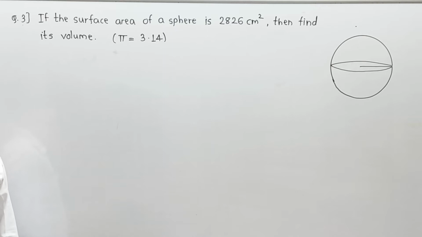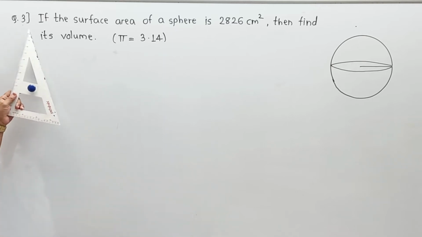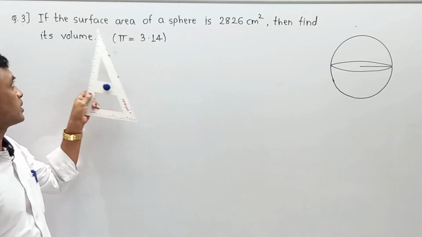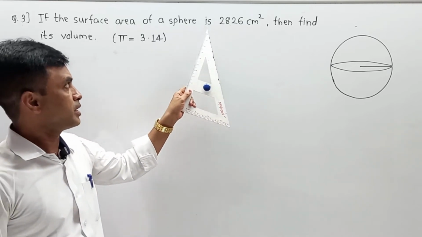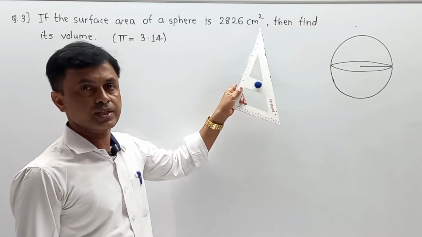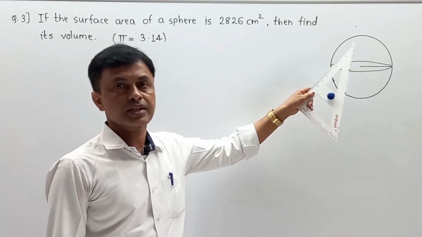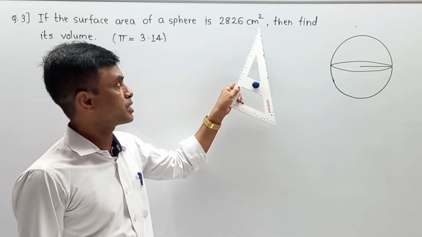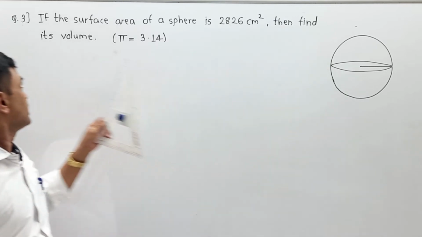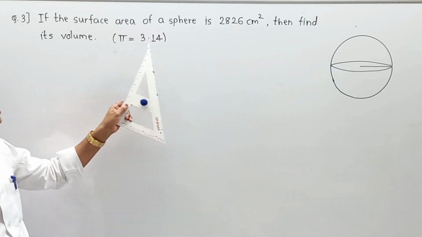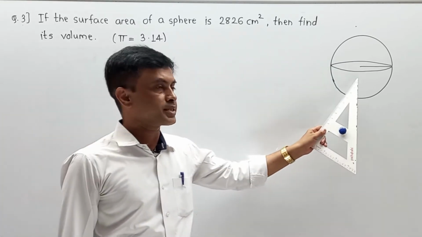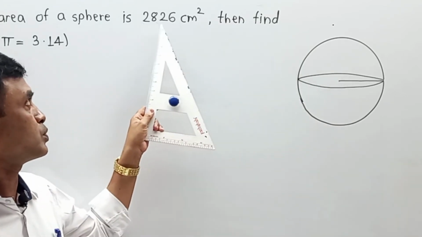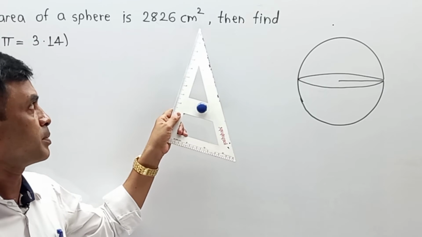Now moving to the third question, question number 3. If the surface area of a sphere, or you can say total surface area of sphere, is 2826 square centimeter, then find its volume. Pi is 3.14. Let us say this is a sphere that we are trying to discuss. Its total surface area is given as 2826 centimeter square.